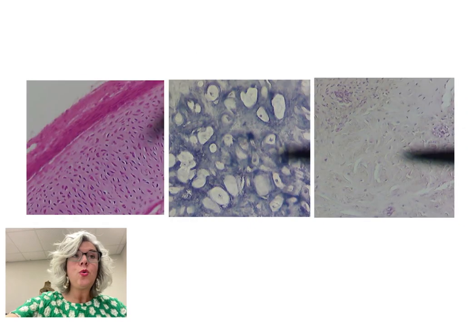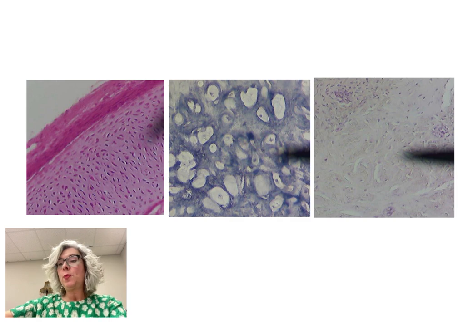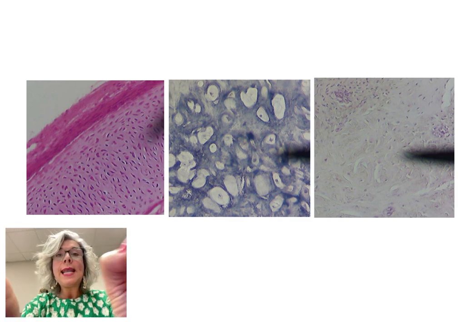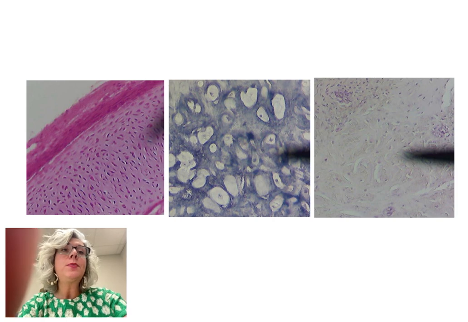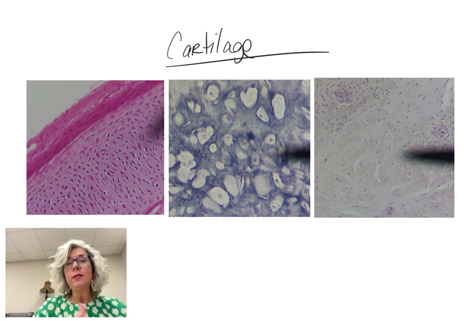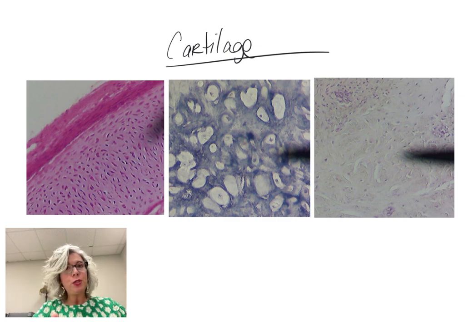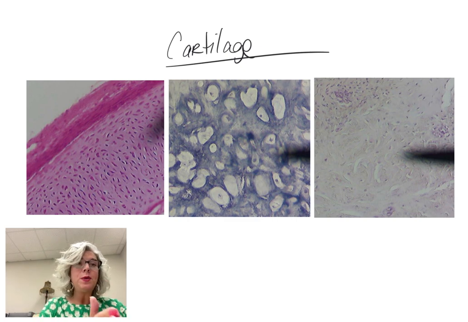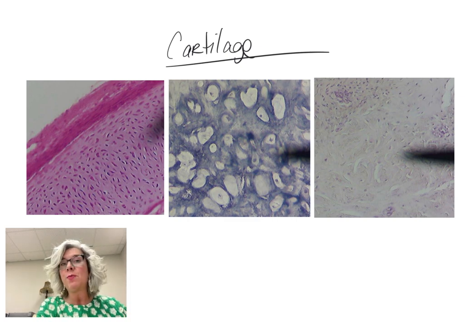The final category of the connective tissues that we're going to look at for purposes of this chapter is going to be the cartilages. So let's add our title here at the top, cartilage. And there are 3 examples of the cartilages you need to know and be able to recognize. So first up is going to be hyaline cartilage. In the middle, we see elastic cartilage. And then the third one over here to the right is fibrocartilage.